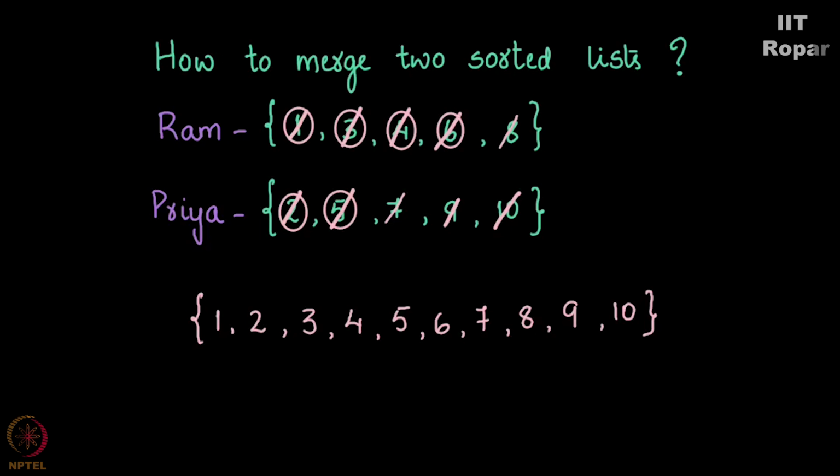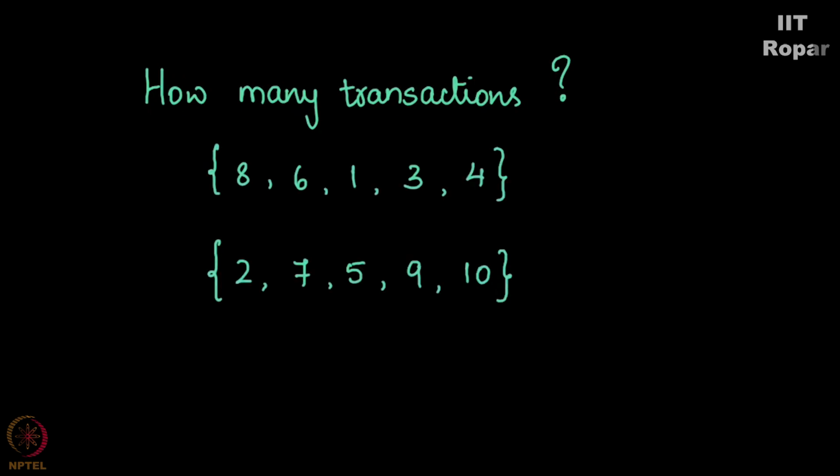Now, let me ask this question. How many transactions did I take? How much work did I do to merge two lists? First of all, I'm going to assume that the lists are sorted. I'm not going to look at the work involved in sorting these two lists. Assume I'm given two sorted lists. How do I merge them? What is the amount of work involved?